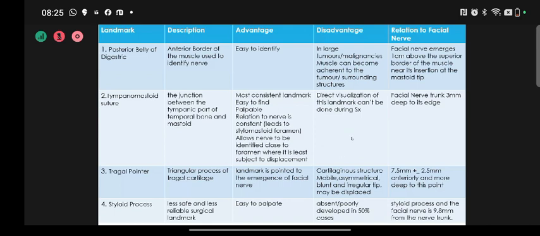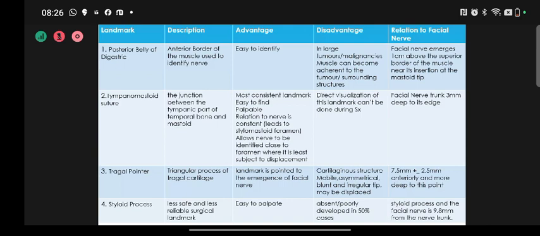Next is the tragal pointer. It is a triangular process of the tragal cartilage, and the landmark usually points to the emergence of the facial nerve. The facial nerve lies about 7.5 plus or minus 2.5 mm anteriorly and deep to the tragal pointer.